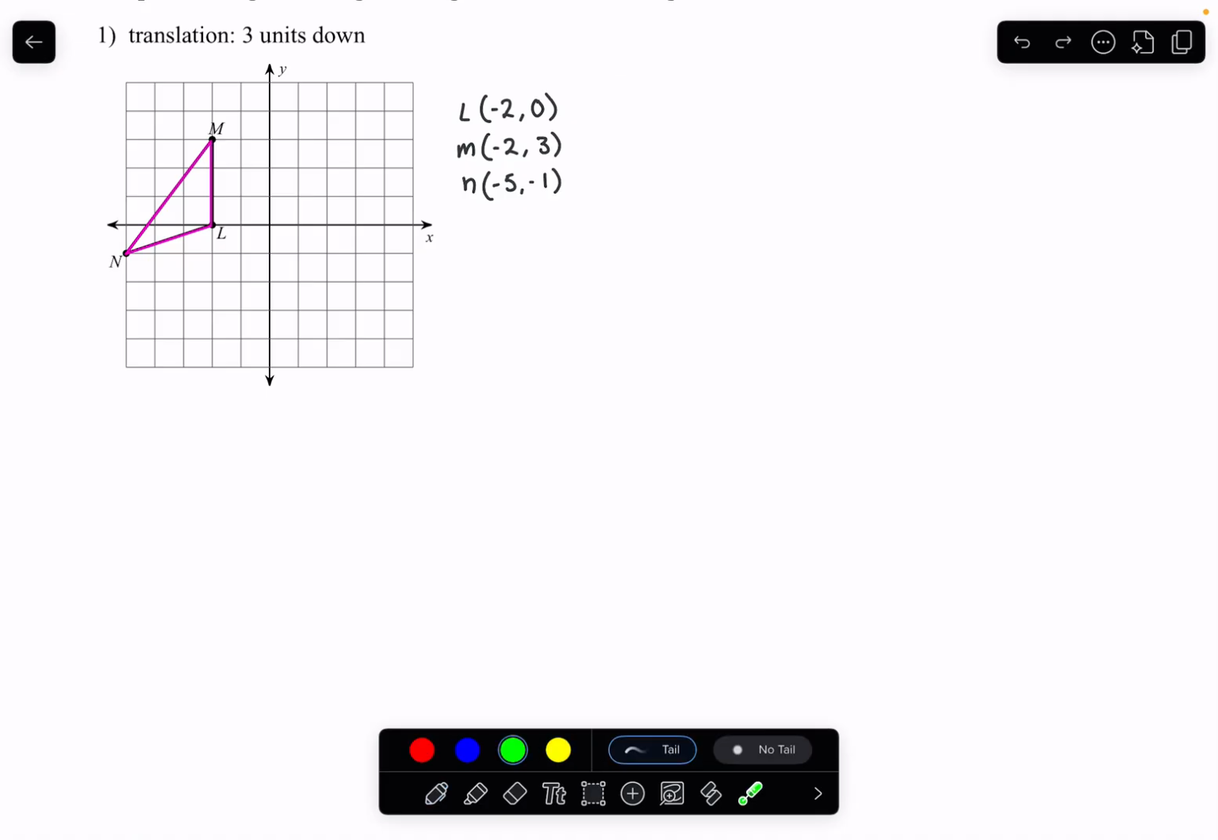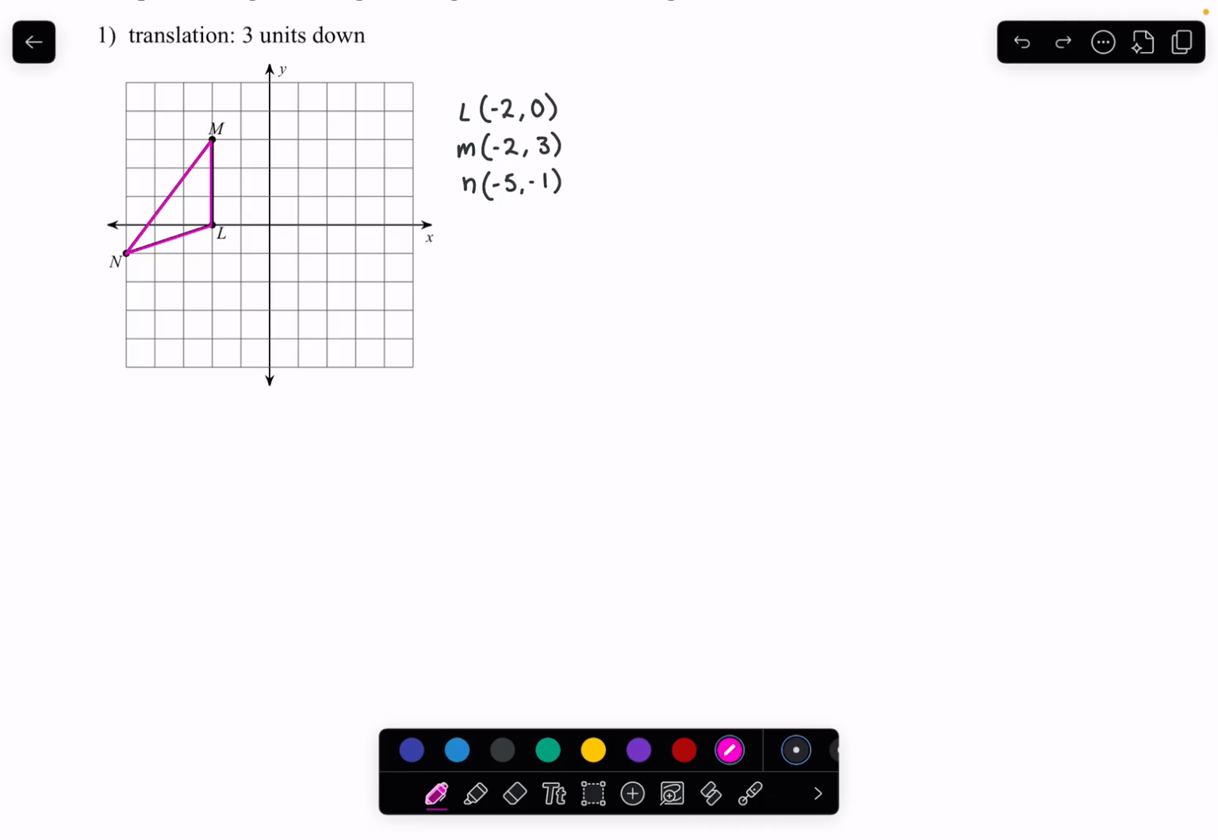Oh, sorry, I used a better highlighter for that. It's where two lines intersect, where they meet, right? They terminate right here where they start. So M, L, and N are the vertices on this particular figure. And so we have to move them down, and we need to do it one vertex at a time.